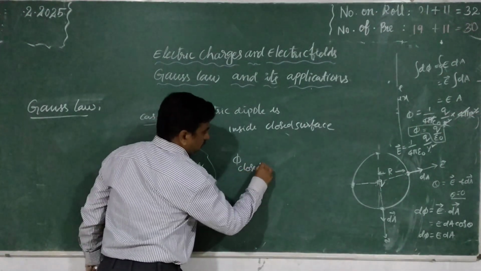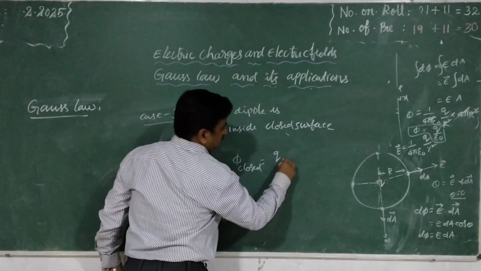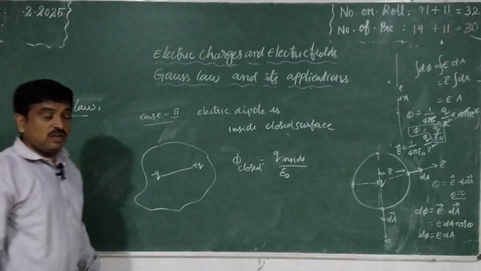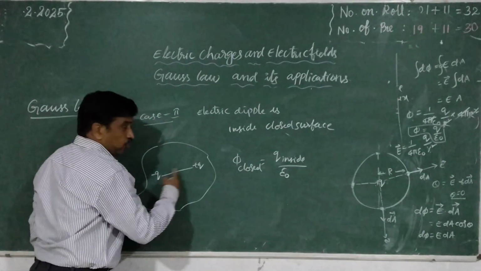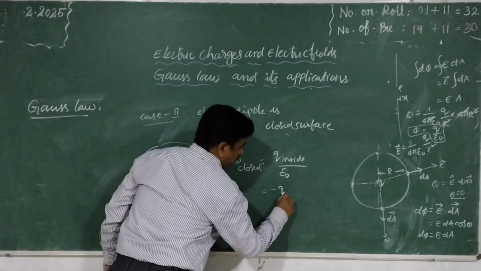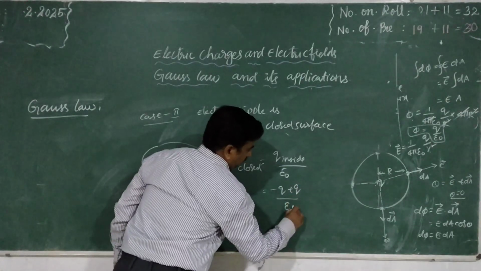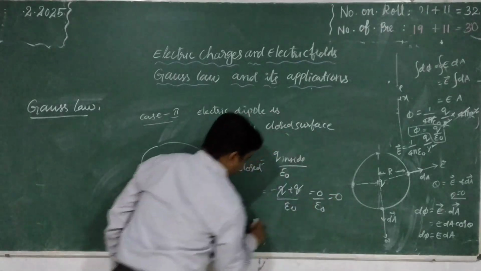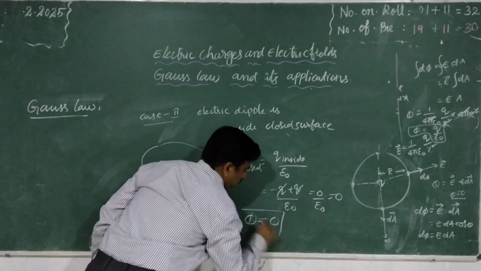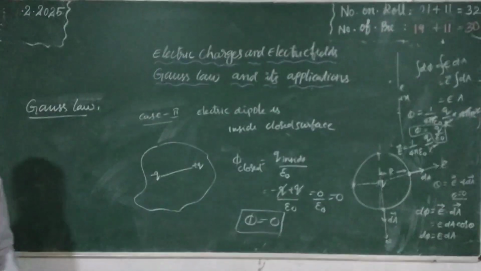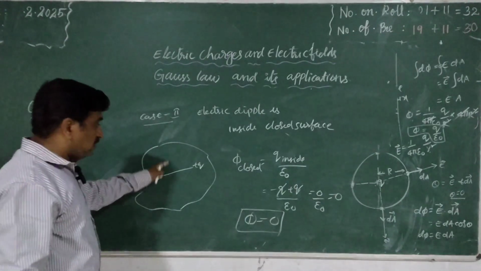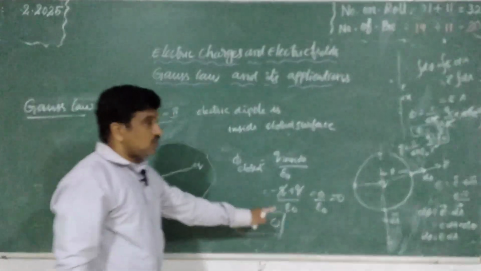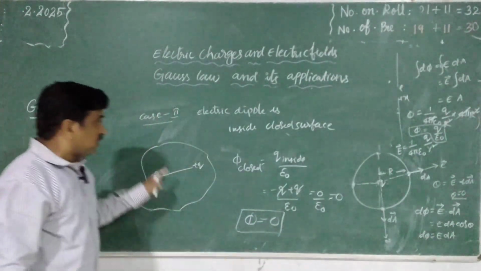Phi closed equals q inside by epsilon naught. What is q inside? Minus q plus q, so minus q plus q by epsilon naught. Minus and plus cancel, what we get? 0 by epsilon naught. So the flux through the closed surface is 0 when an electric dipole is placed inside the closed surface. This is the three cases.